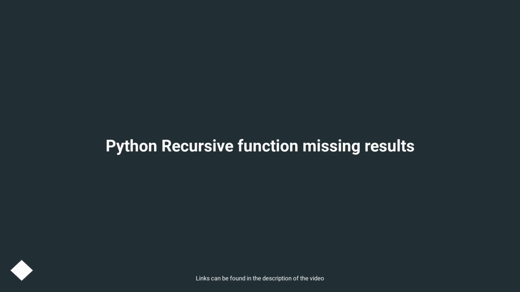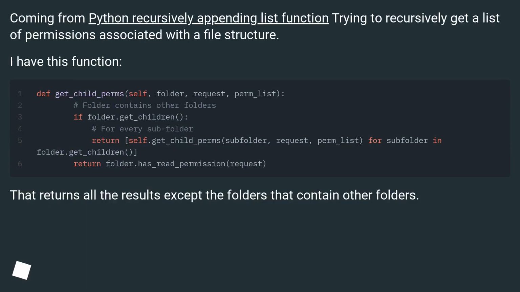Python recursive function missing results. Coming from Python, I'm trying to recursively append to a list, with a function that recursively gets a list of permissions associated with a file structure. I have this function that returns all the results except the folders that contain other folders.